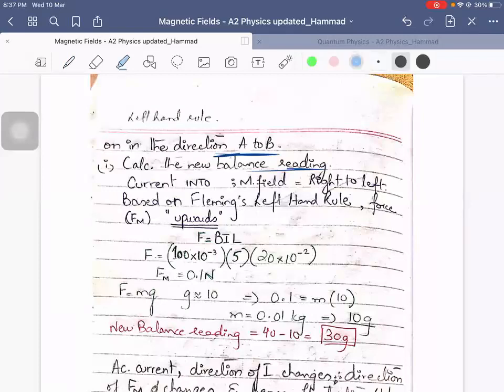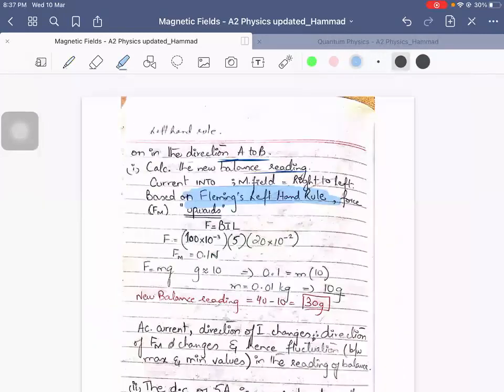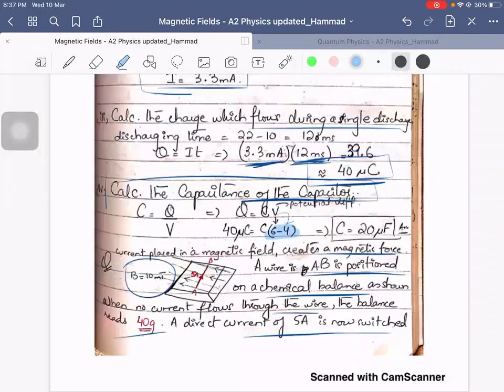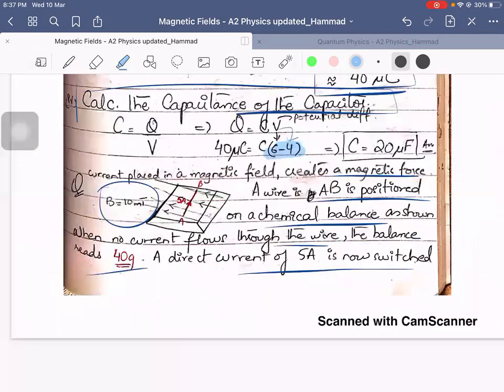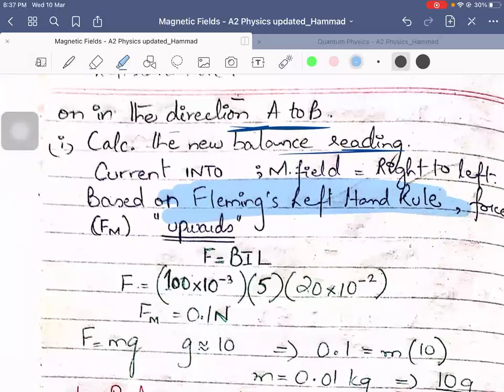You need to understand that Fleming's left-hand rule is used to work off the direction of the magnetic force. Using Fleming's left-hand rule, your first finger points in the direction of the field, the green lines, right? Your second finger moves in the direction of the current, and you will realize that the thumb, which is the magnetic force, points upwards, which tells you that the magnetic force is upwards, right? You will work off the value of the magnetic force, which comes out to be 0.1 Newton.